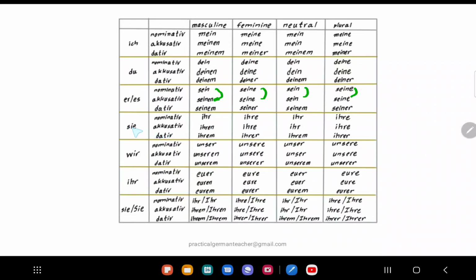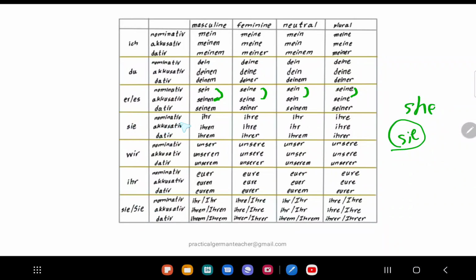Now let's look at sie, or Sie. It's not this one, this is sie, this is Sie. Okay, this sie means she. You also have Sie over here, but they mean something else. If you don't know what the difference is between this small sie and this capital Sie, I will talk about it in just a few minutes.